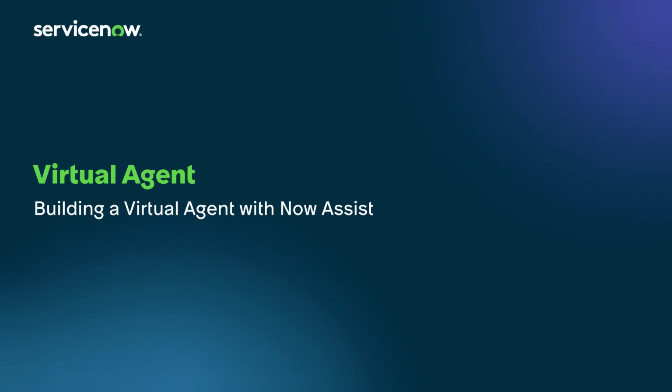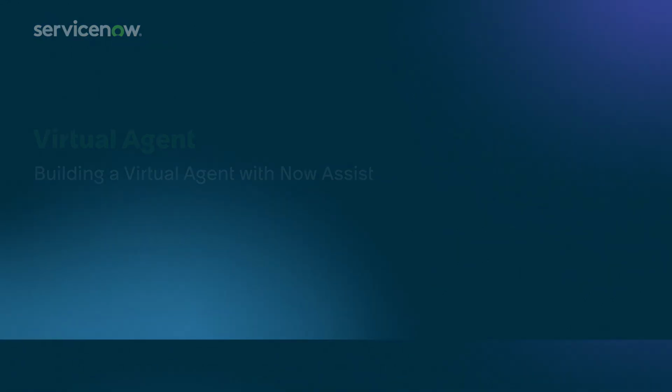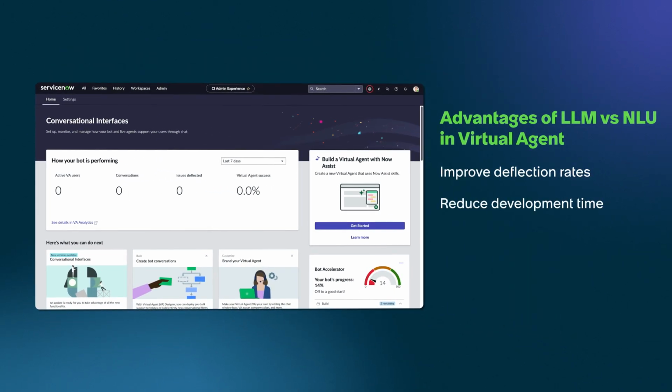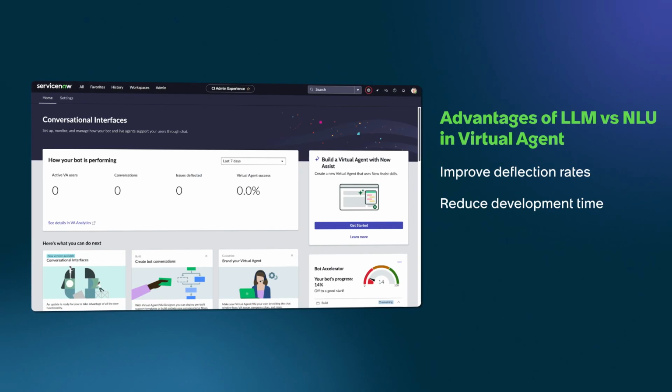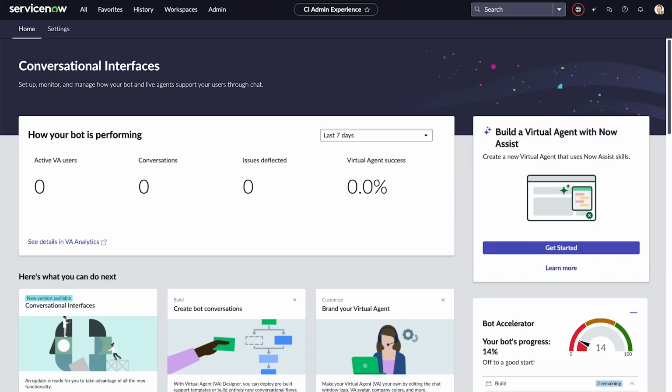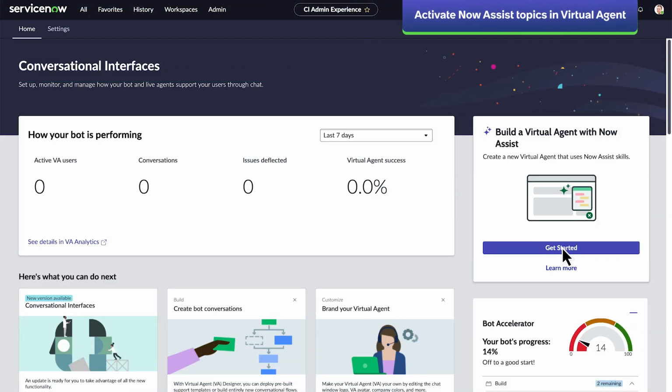Fast-track your virtual agent development by building a virtual agent with Now Assist and activating Now Assist topics. This allows you to use a large language model, or LLM, so you can improve deflection rates and reduce the development time. Let's build a virtual agent with Now Assist.